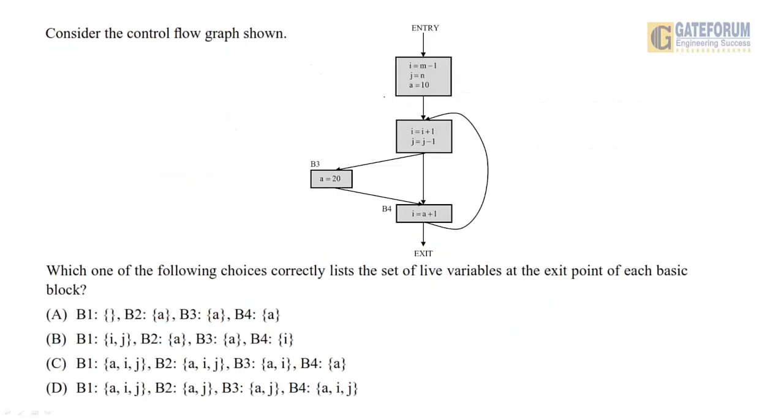The control flow graph, which one of the block choices correctly lists the set of live variable at the exit point of each basic block. So let us say that this is the basic block 1, this is the basic block 2, this is the basic block 3, and this is the basic block 4. We need to check that what are the live variables at the end of basic block.